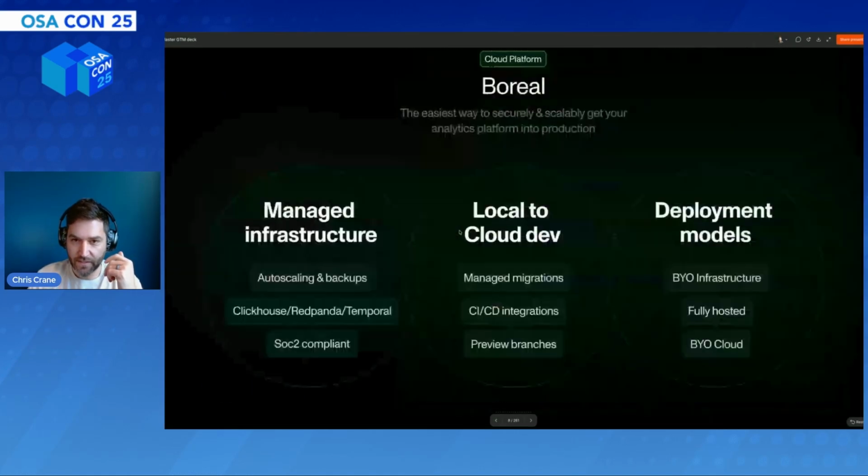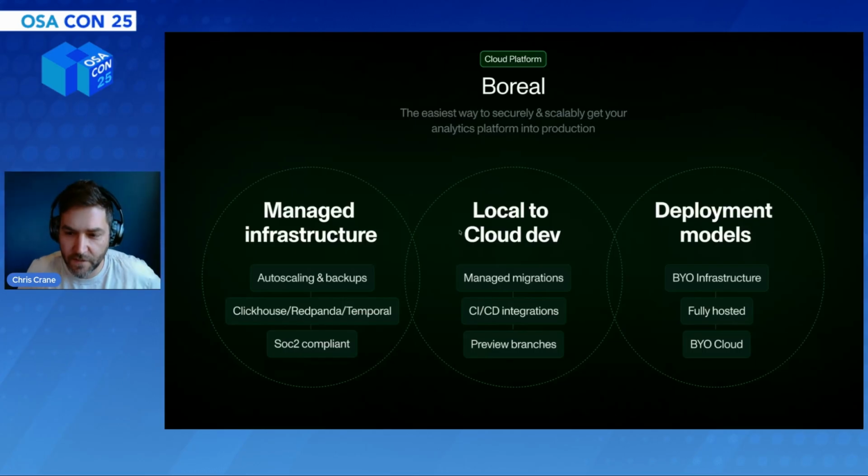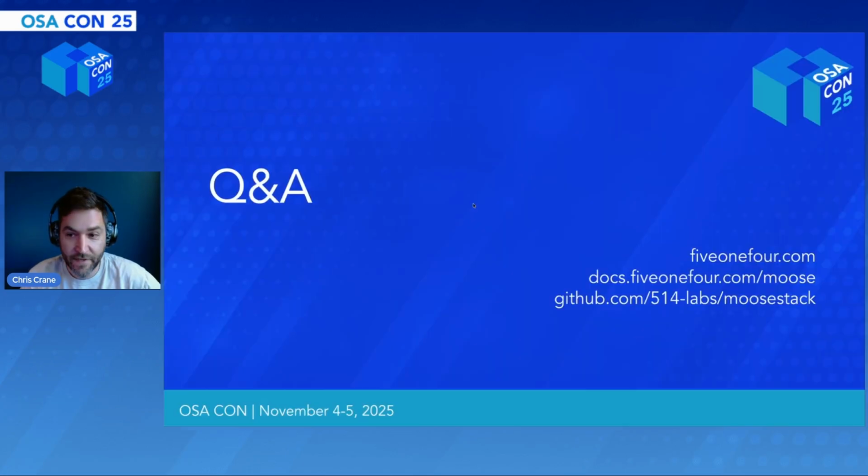And I've got a quick slide on this. We can manage the infrastructure. We'll give you a great local to cloud developer experience where we can manage these migrations for you. We'll integrate with CI/CD, with GitHub, and create preview branches for you. The deployment models we support are fully hosted, of course, but you can also bring your own infrastructure, bring your own ClickHouse. If you're using Altinity, for example, you can connect your Altinity ClickHouse into Boreal, or we can deploy entirely in your cloud with a BYO cloud model. But yeah, that's Boreal, and I think I'll leave it at that.